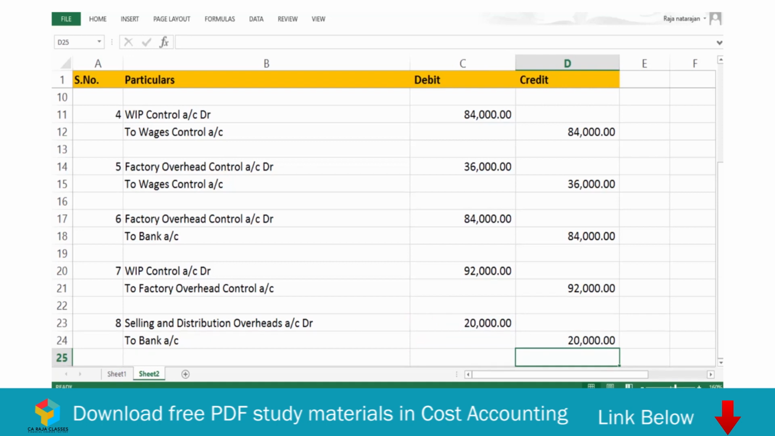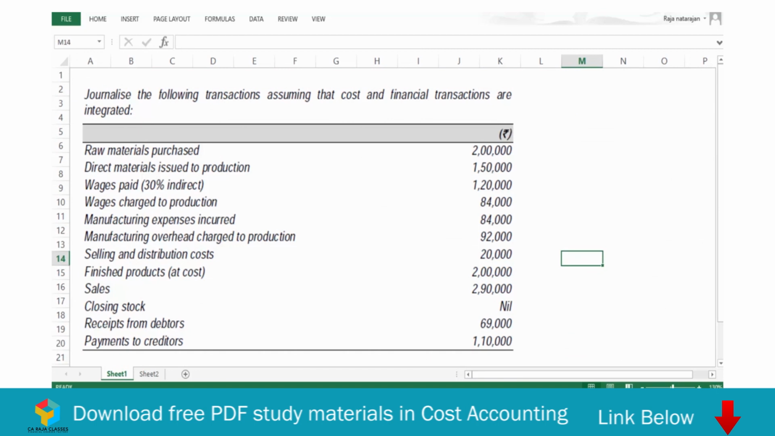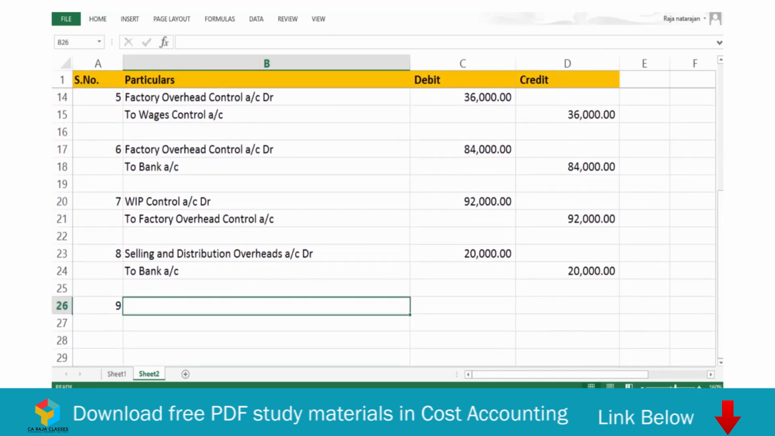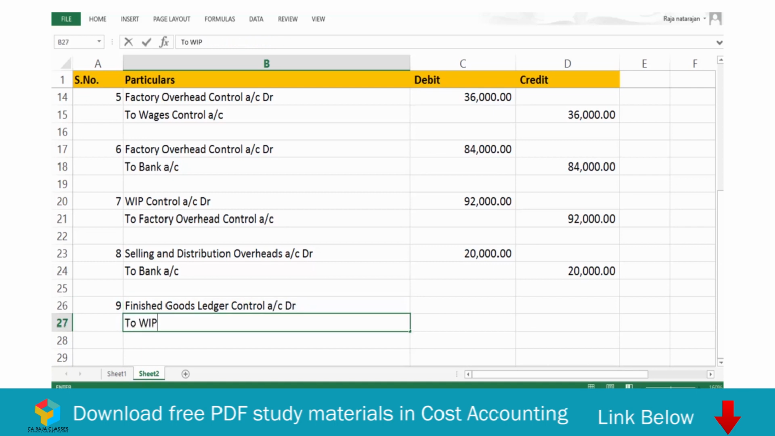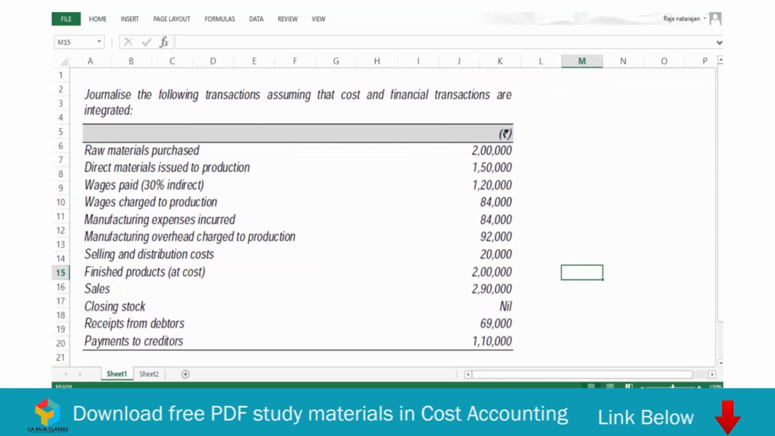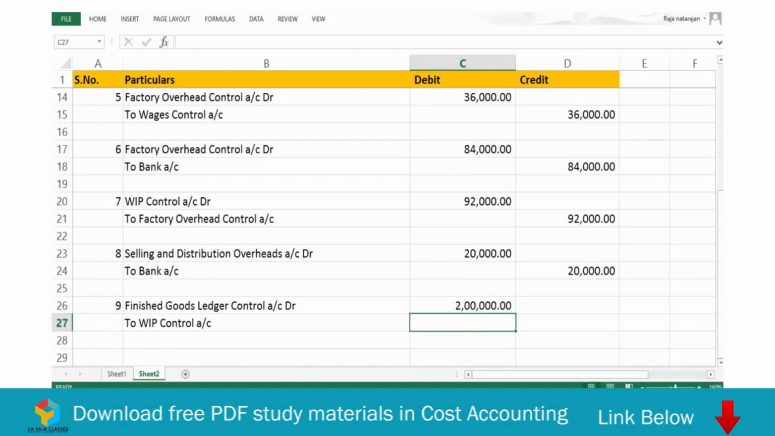Now a question should arise where this selling and distribution overhead account should be transferred. It will be eventually transferred to cost of sales account. Then we have finished products at cost 2 lakhs. So from where did we get these finished products? By transferring it from work in progress. It means we'll have finished goods ledger control account that should be debited. So item number 9, finished goods ledger control account debit, and credit should go to work in progress control account, and the amount involved is 2 lakhs.